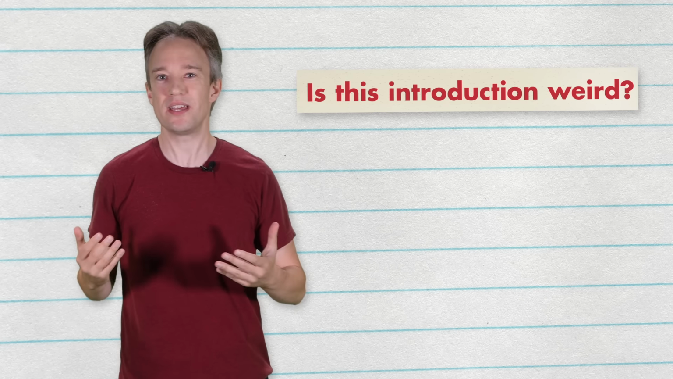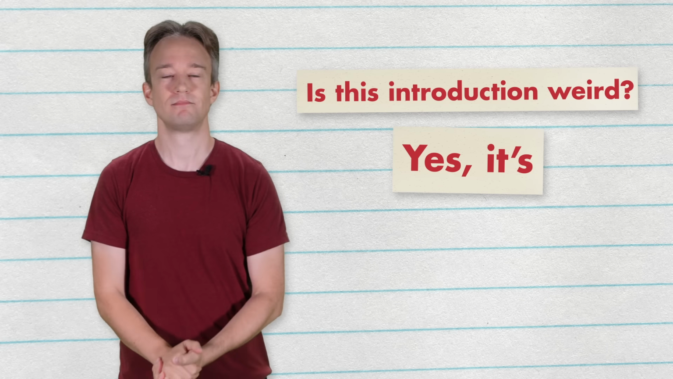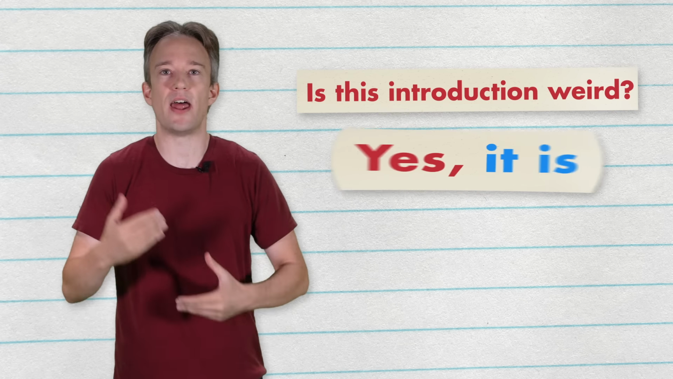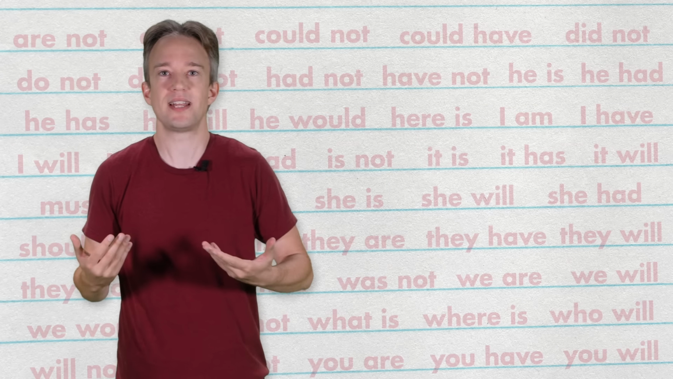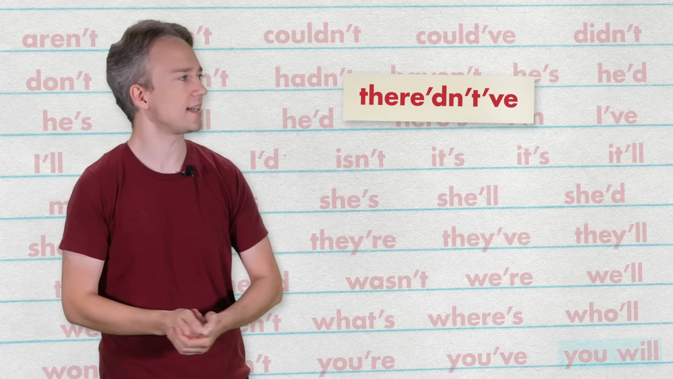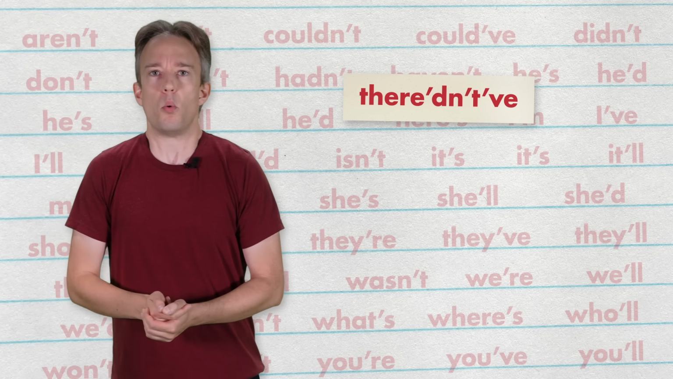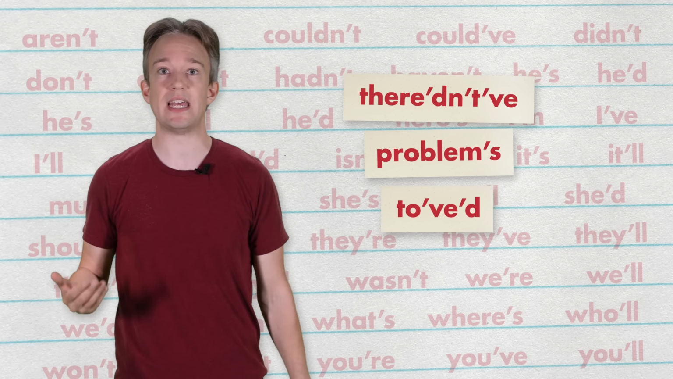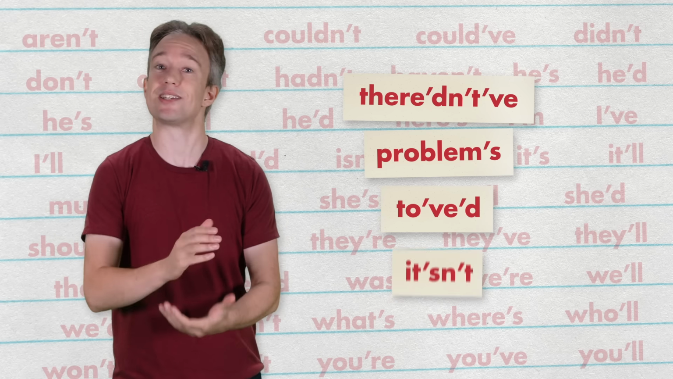Is this introduction weird? Yes, it's. If it's is just a contraction of it and is, then why doesn't that work? In fact, why didn't English just do a find and replace on all the contractions? I'm sure there hadn't have been any problems with that. Well, how do we understand where the problem's with this? I was supposed to have a brilliant idea here, but it appears it'sn't.